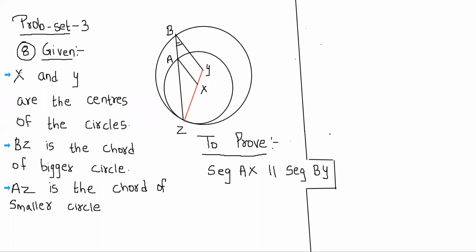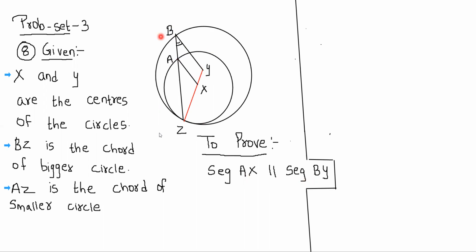So sum number 8, we have that X and Y are the centers of the circles, and we know that segment BZ intersects the smaller circle at point A. They're asking us to prove AX is parallel to segment BY. So we are going to look at triangle YBZ.